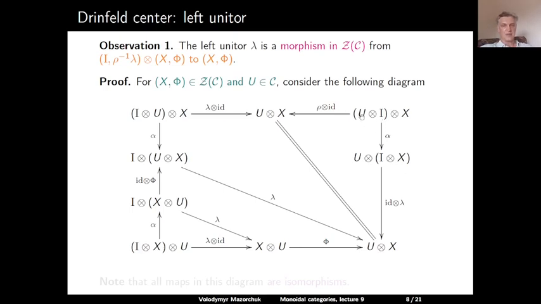And here in this part, we have U tensor I tensor X. Using rho, we can go to U tensor X. Using alpha, we can go to U tensor I tensor X. And here, using the identity tensor lambda, we can go to U tensor X. So we have such a diagram. And again, note that all maps in this diagram are isomorphisms, so they can be inverted if necessary.